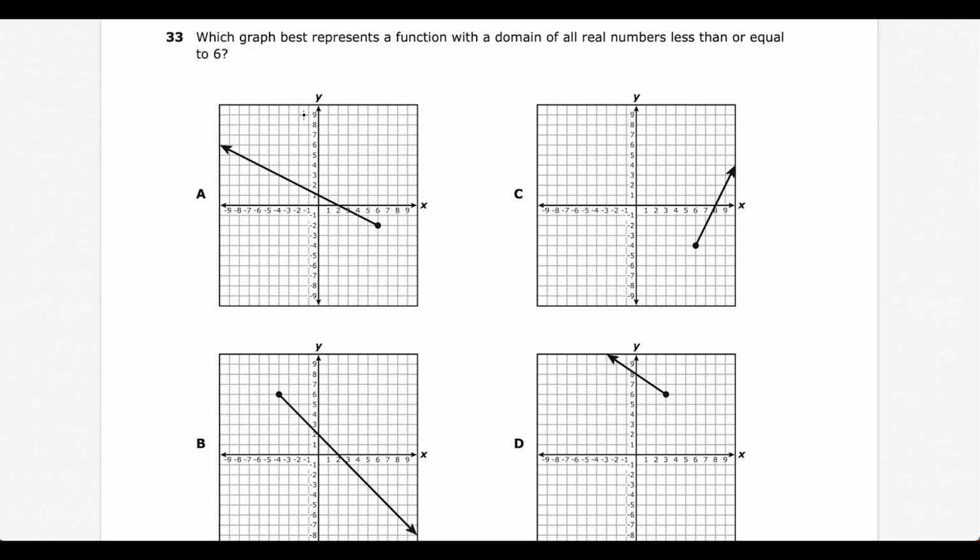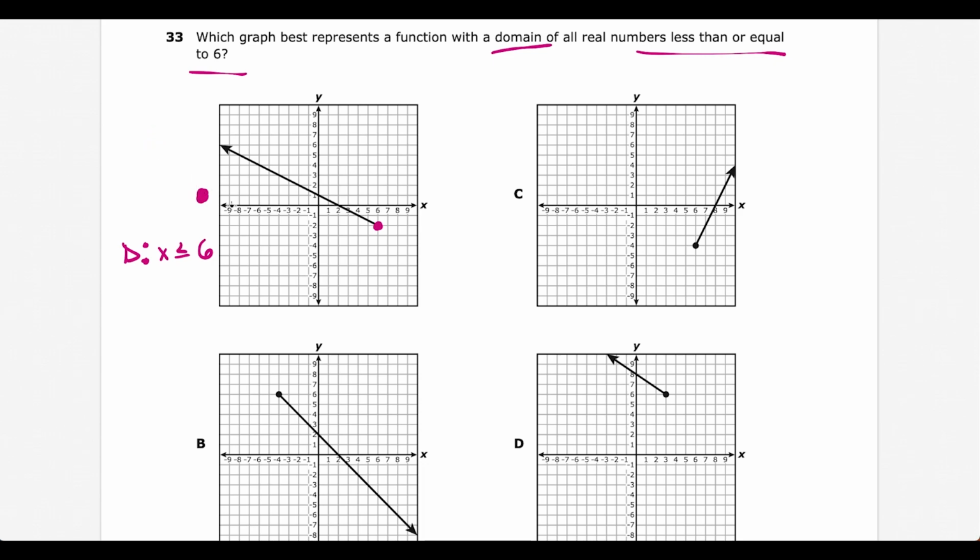So question 33, which graph best represents a function with a domain of all real numbers less than or equal to 6? So looking at choice A, notice this graph goes all the way to the left, but then it stops here at x equals 6. So the domain here would be x is less than or equal to 6. And that's right away our answer.